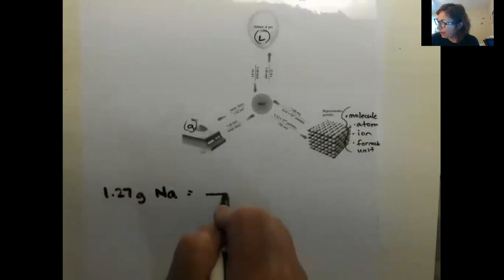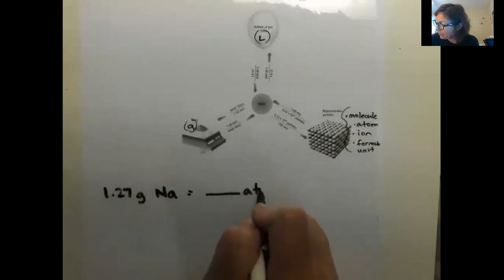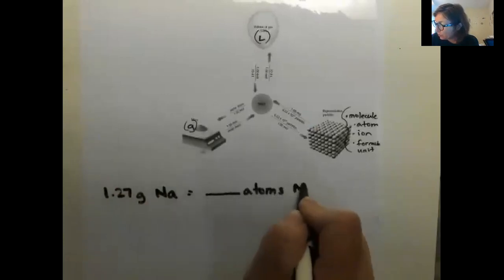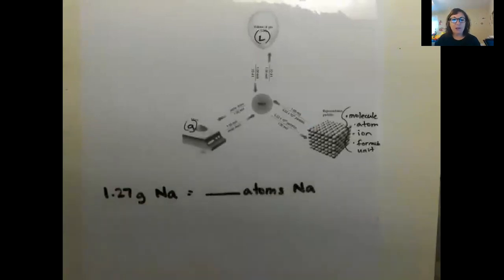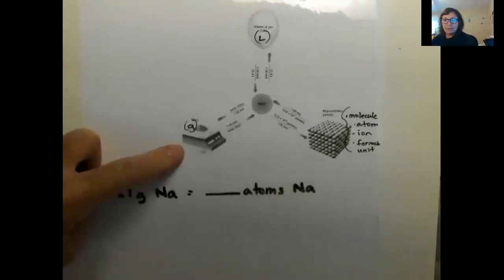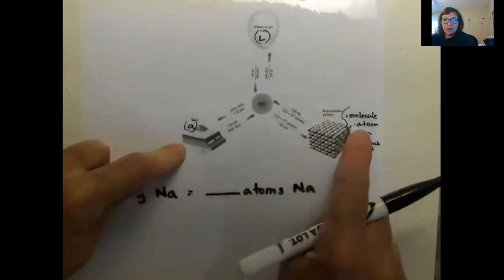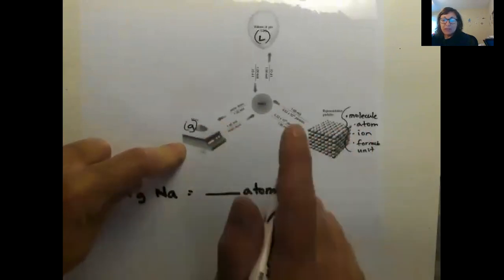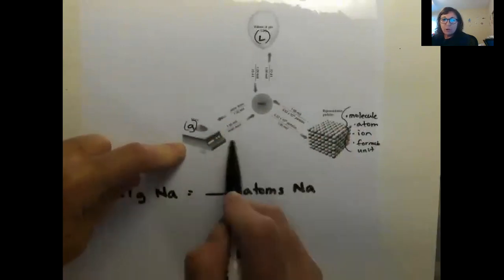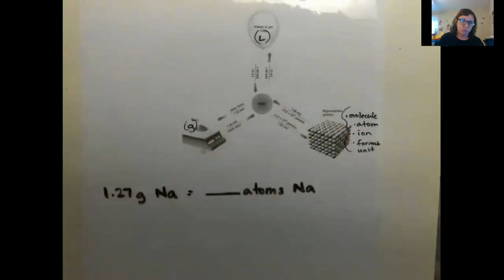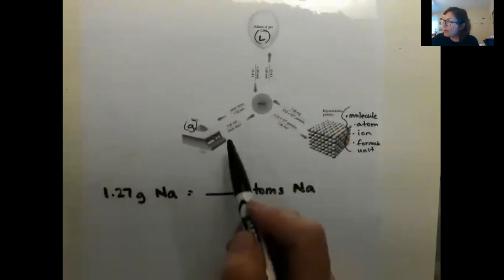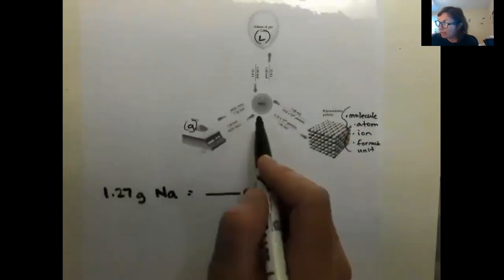And I want to know how many atoms of sodium that will equal. So now I'm going from grams over to atoms. Okay, from grams to atoms. Now I can't go straight across. There's no way. You got to stay on what we call these roads. It's a map. So we got to stay on these roads that have been given to us.